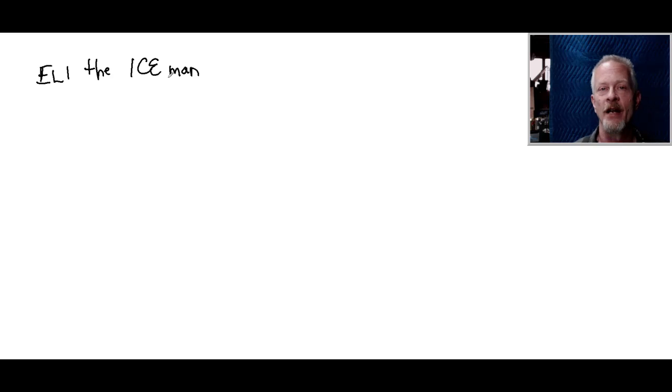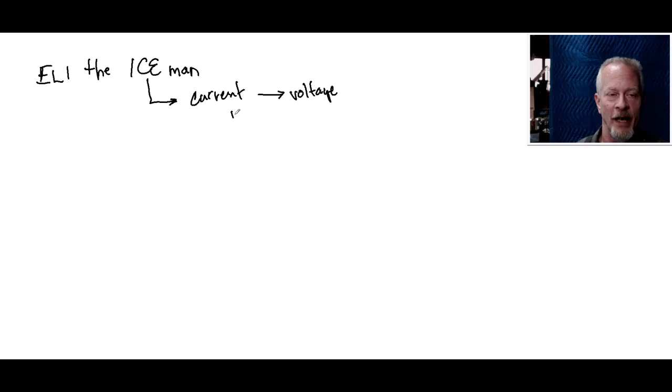One of the practical concepts that students seem to struggle with the most is this guy, Eli the Ice Man, where we talk about current and voltage in a reactive component like an inductor or a capacitor. So what that really means is that here the word ICE stands for current, or I, coming before voltage in an inductor or in a capacitor.